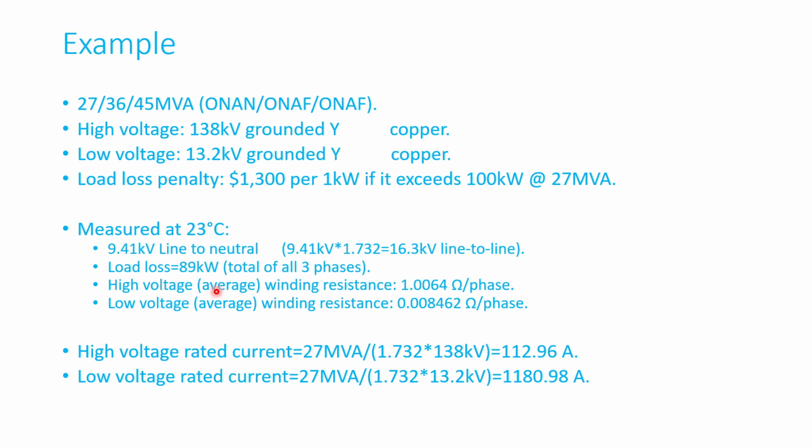The high voltage average winding resistance is 1.0064 ohms per phase, per winding basically. It's not line to line. Low voltage average winding resistance is 0.008462 ohms per phase. And if we want to calculate the high voltage rated current, it is 27 MVA divided by square root of 3, or 1.732, times 138 kV, which is 112.96 amps. You do the same thing for the low voltage and you get 1180.98 amps.